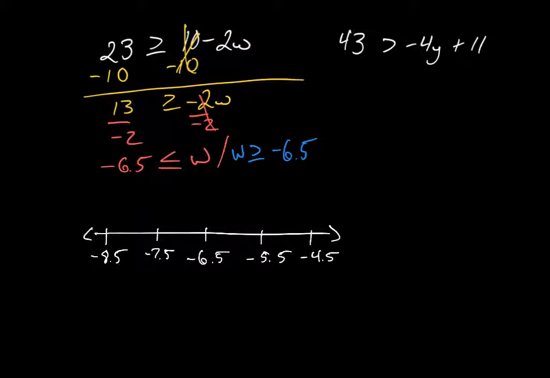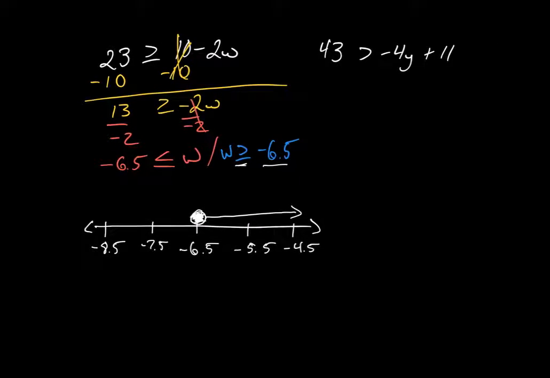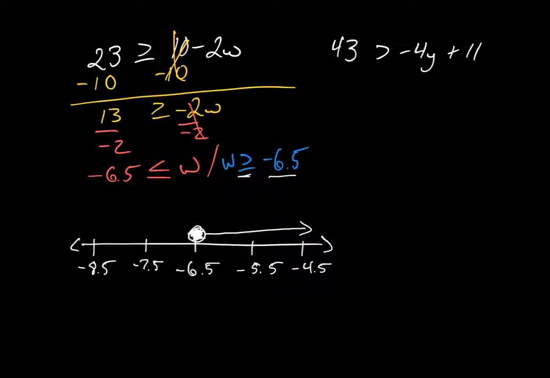And my circle is going to go above negative 6.5. And I'm going to fill this in because of the equal to sign right there. Okay. And w is going to be all the numbers bigger than that. And so the numbers bigger go off this way. And now I've solved it and I've graphed it. Okay, good job. Let's try the one now on the right.